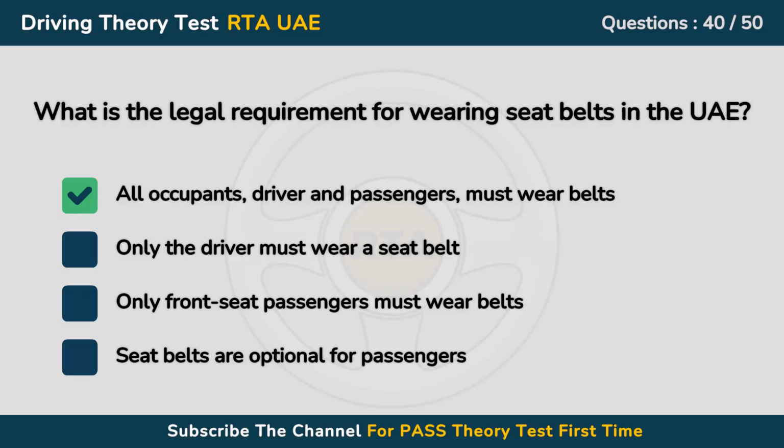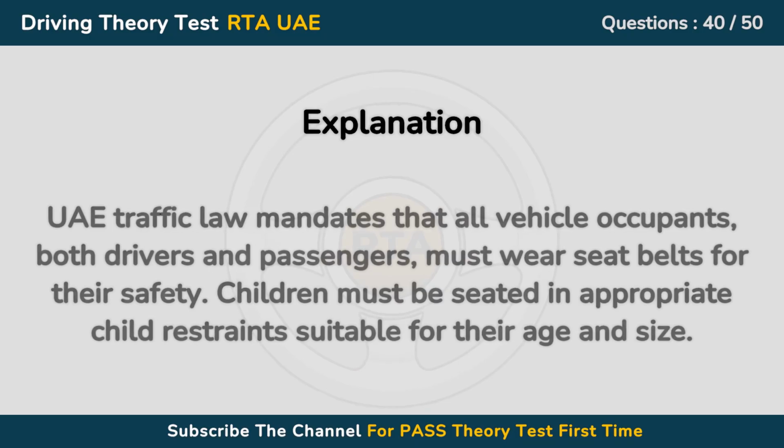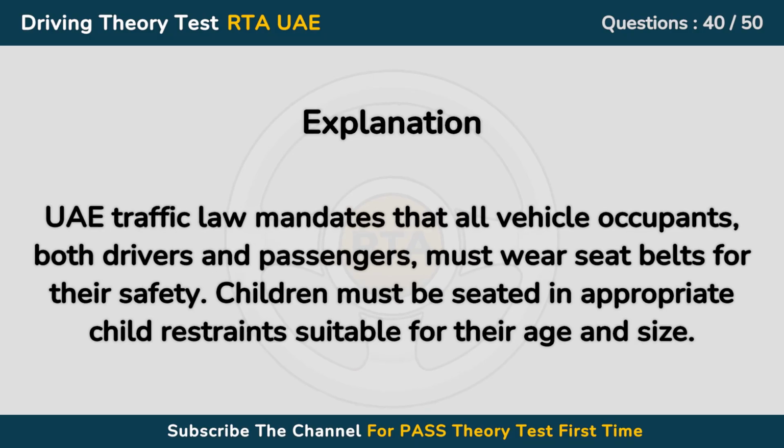Answer is A. All occupants, driver and passengers must wear belts. Traffic law mandates that all vehicle occupants, both drivers and passengers, must wear seat belts for their safety. Children must be seated in appropriate child restraints suitable for their age and size.